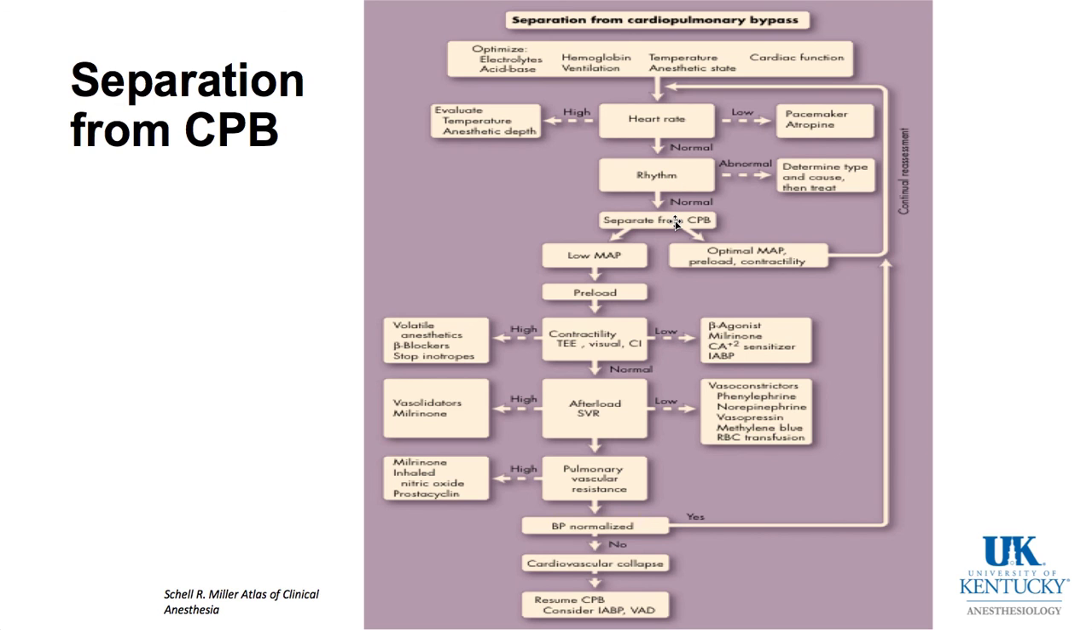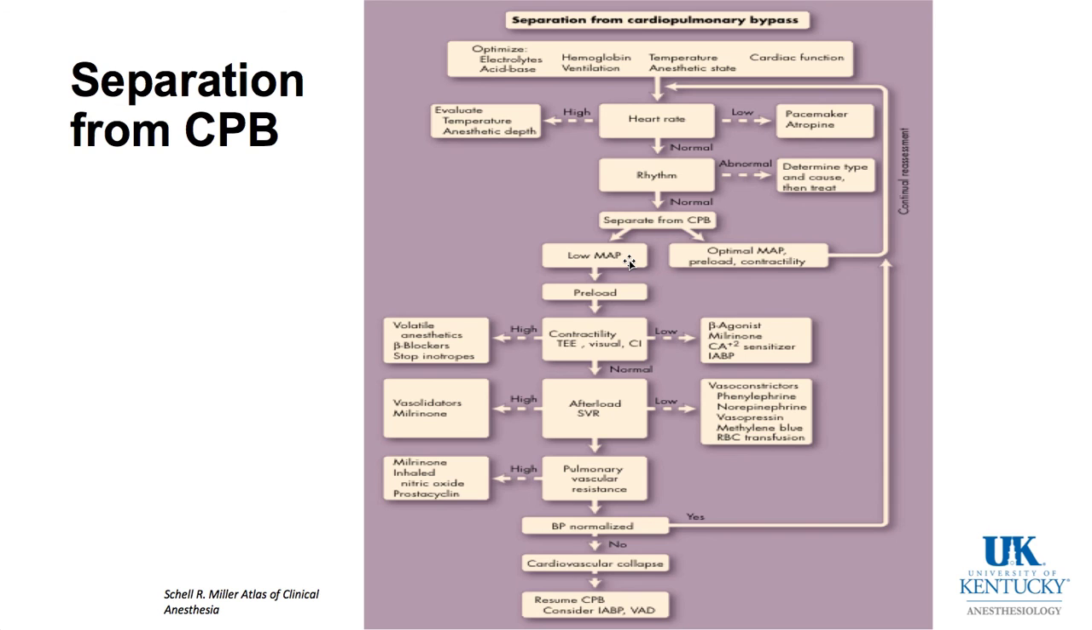Once your heart rate and rhythm and all those other things have been optimized, you separate from bypass, and one of the first things that you look at is their mean arterial pressure. If that's a great mean arterial pressure and their preload looks good and their contractility looks good, you just keep constantly reassessing the heart rate, rhythm, contractility, and pressure, and hopefully none of these change dramatically and you are good to go and the patient does well.